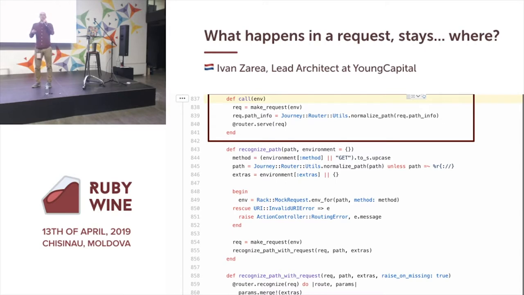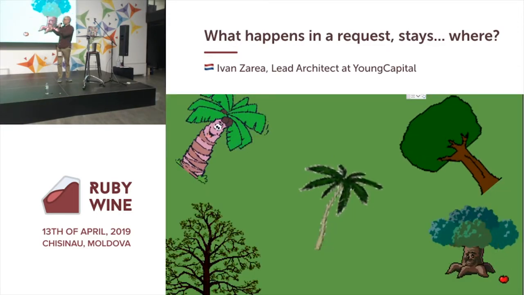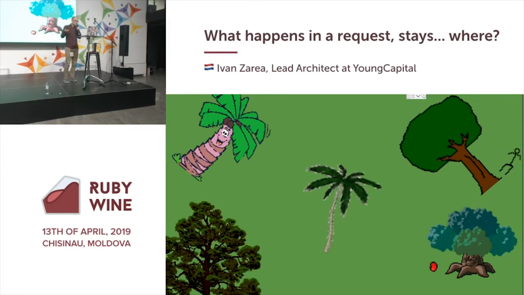Let's imagine you have a path and you have to map it to the right controller action. Here's a very simple way to implement that, right? If it matches posts, then you dispatch it to posts index. If it matches posts something, then you dispatch it to posts show. Unfortunately, this is extremely slow because for every single route, you have to run a bunch of things. This is absolutely suboptimal. But as Andrei said in the beginning, and as Ivan said a bit later, we can go to Mother Nature and use trees for that.